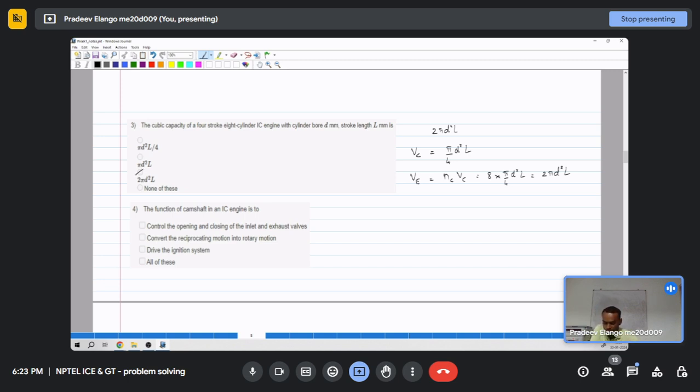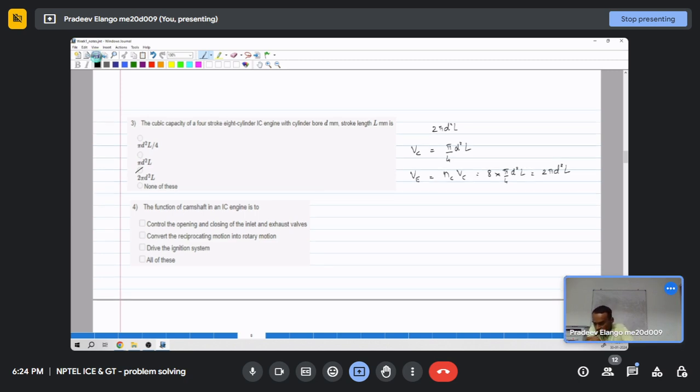The function of the camshaft in an IC engine is to control the opening and closing of intake and exhaust valves, convert the reciprocating motion into rotary motion, drive the ignition system, or all of this. No, this is camshaft. Yes.